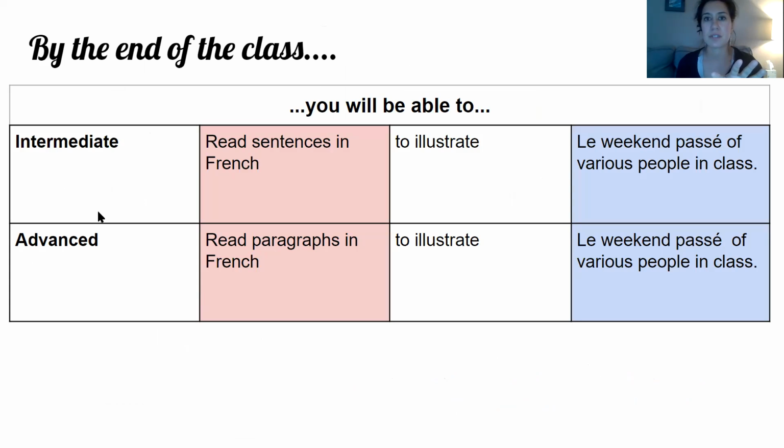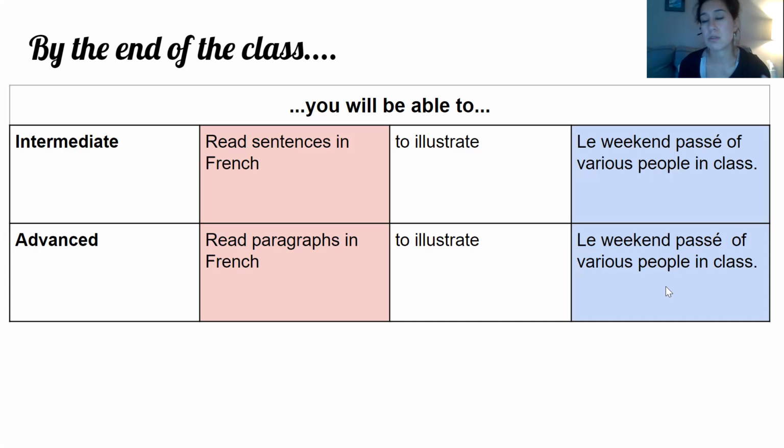Intermediate and advanced level today, you're reading sentences. My intermediate levels, you are going to be working at French 2, so reading slightly shorter sentences, to illustrate le week-end passé of various people in class. My advanced level, I'm talking more about my French 3. You're going to be reading longer texts, so paragraphs in French to illustrate le week-end passé of various people in class.